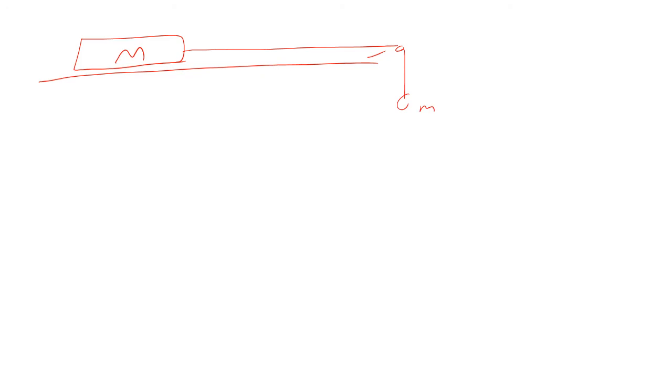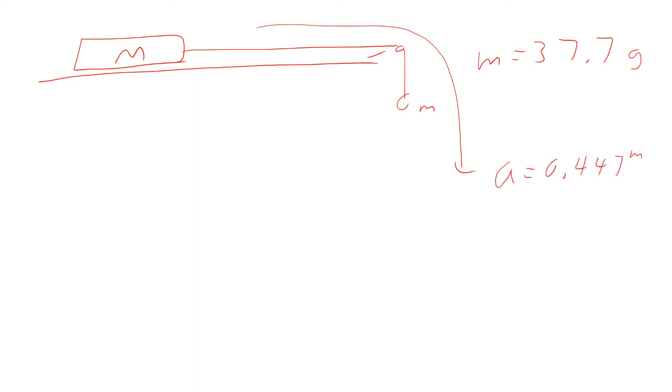Okay. So let's take another example. Same thing on a frictionless surface, big M, and then little m. And so now let's say that little m is 37.7 grams. And I let go, and I notice that it starts accelerating, and the acceleration is 0.447 meters per second squared, and I want to know what was big M. Okay. How do we figure this?